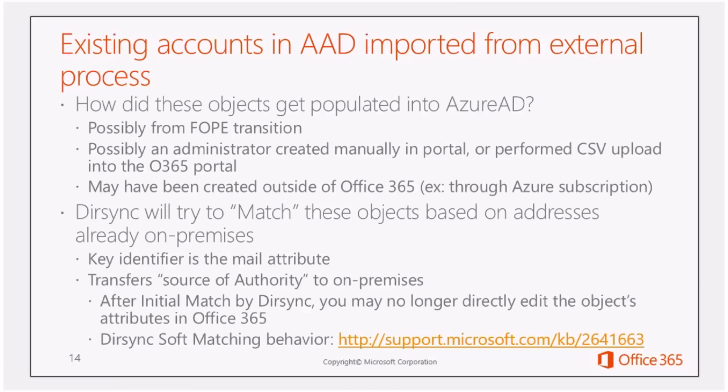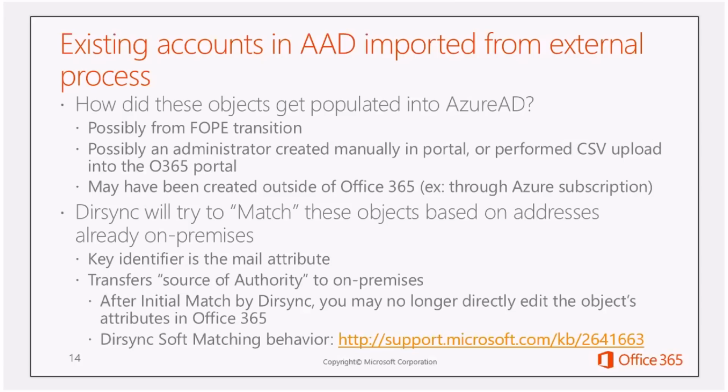As soon as an object in the cloud is found that has not been matched before, DirSync will establish a glue parameter. This glue is referred to as the immutable ID. As long as the immutable ID in the cloud points to an on-premises object GUID, that is considered a hard match, and so you can't cause another match to occur with another object on premises.